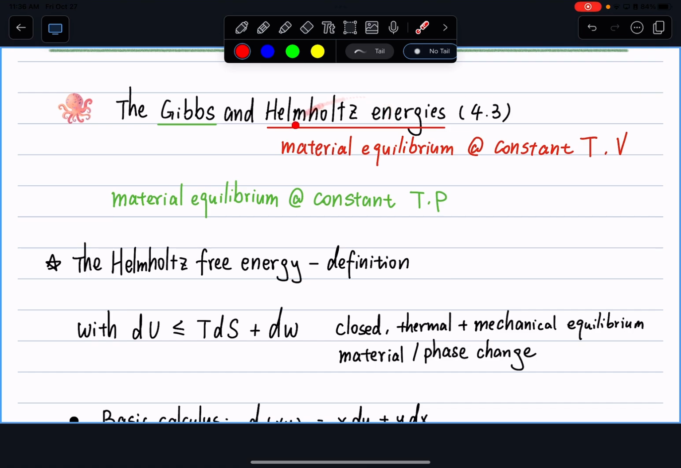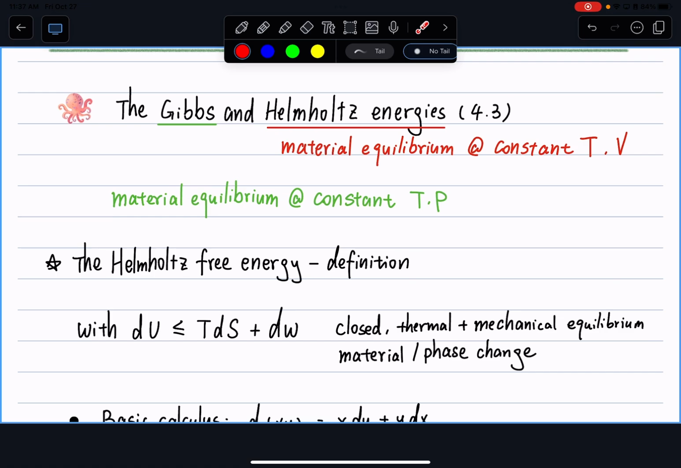So let's start by looking at the Helmholtz energy first. A few things we'll be using. Let me just put them on the board. A few things we will be using include dU is smaller than or equal to TdS plus dW, and that's something we just derived together.